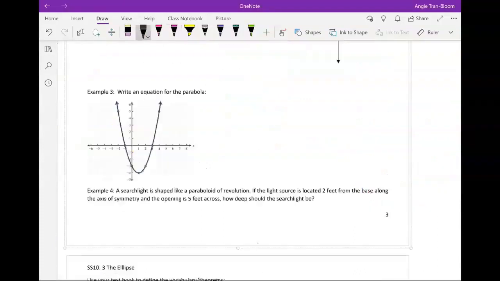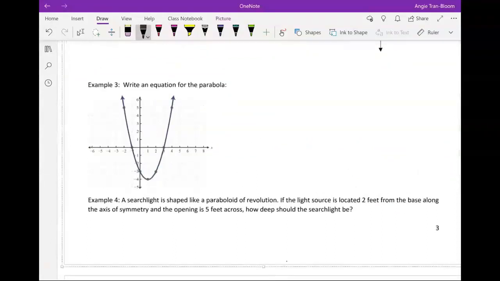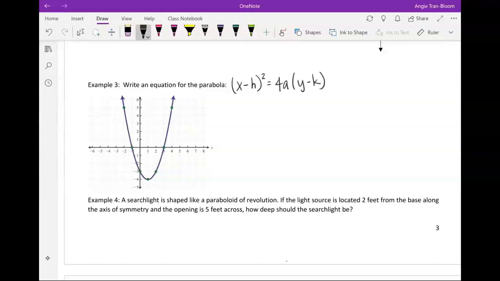Example 3 of 10.2, write an equation for the parabola. First, if you look at this parabola, we know it opens up, so right away I would write the equation out, so by the time you are asked to take an exam, it's already in your memory, okay? And let's identify the vertex. Let's see, this vertex is 1, -4, so I can fill that in right away. Your h is 1, your k is -4. So x minus 1 squared equals 4 times a times y minus -4. Two negatives will make it now a positive.